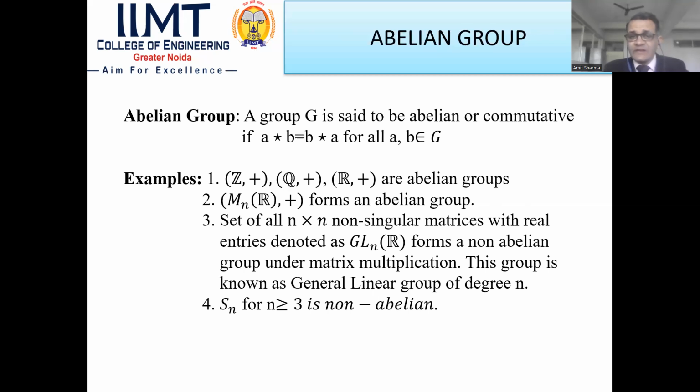The second example is the set of n cross n matrices with entries from the field R, which with respect to addition forms an abelian group. But the set of n cross n non-singular matrices with real entries, denoted as GL n R, forms a non-abelian group under matrix multiplication. This group is known as the general linear group of degree n. The next example is Sn for n greater than or equal to 3, which is a non-abelian group. This Sn is known as the symmetric group of degree n.